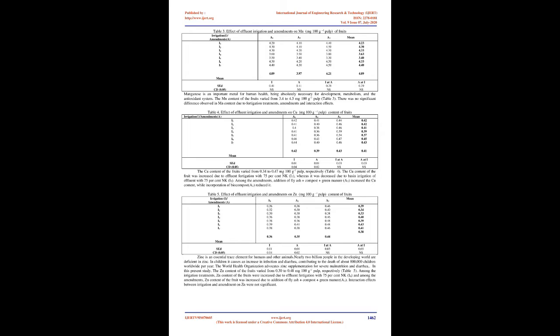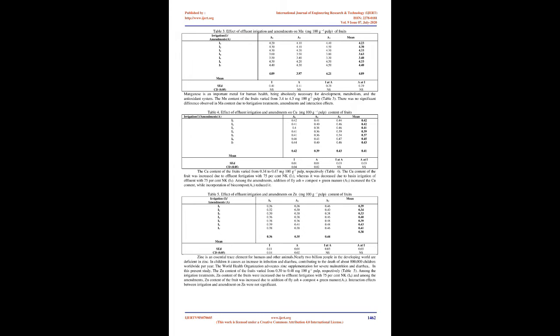The data on the observations recorded and the characters studied were statistically analyzed by the procedure described by Gomez and Gomez, 1984, using AGRES software. Wherever the results are significant, the critical difference at 5% level was presented.